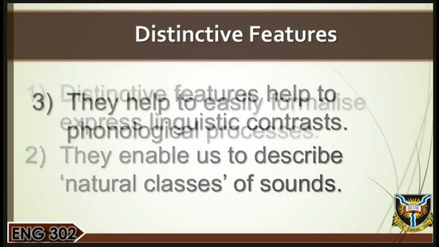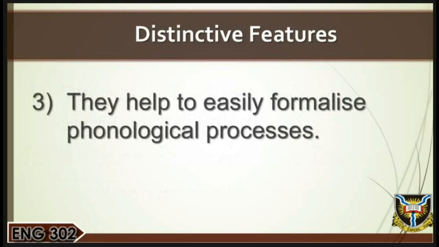3. They help to easily formalize phonological processes. Distinctive features are used to describe forms undergoing processes, and environments controlling the processes. E.g., /p/ becomes aspirated /p/ when it is stressed and syllabic. The rule above states that the sound /p/ changes to aspirated /p/ when it occurs as the first sound of a stressed syllable.